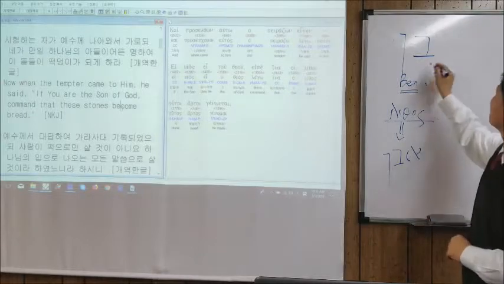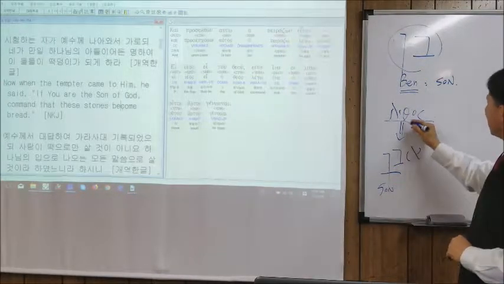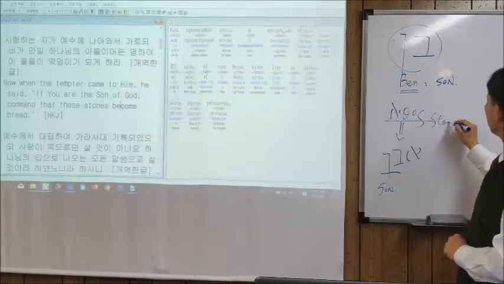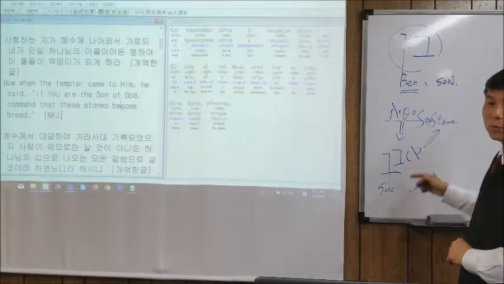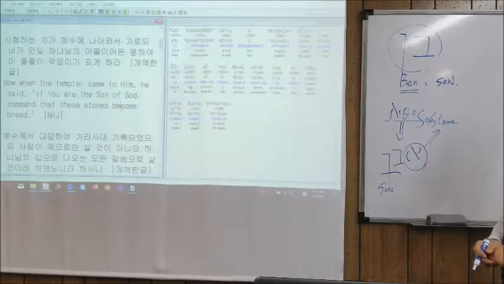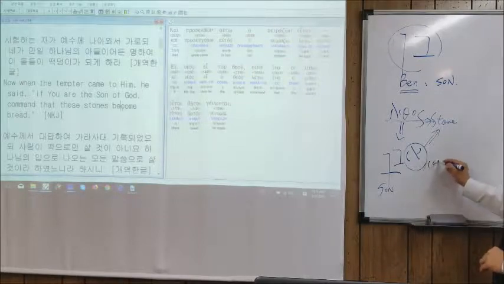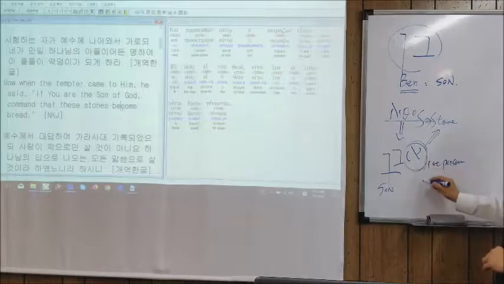You see the ben is the son, right? But eben is the lithos, which means stone. So eben is the stone in Hebrew. We haven't studied the meaning of Hebrew yet. Alep is the first person. And also alep is the human nature.